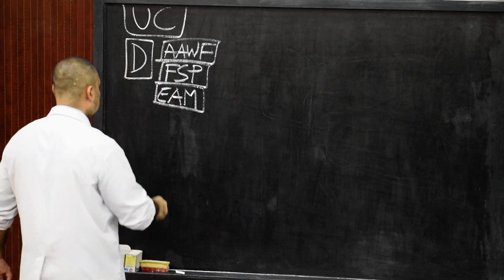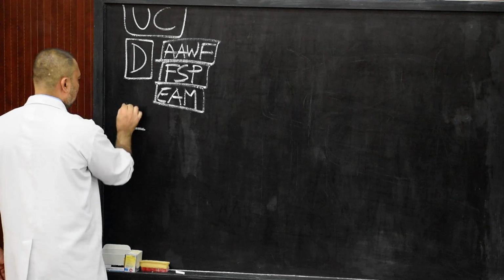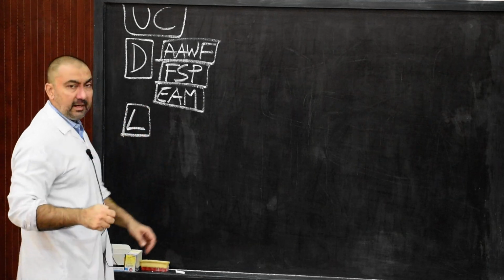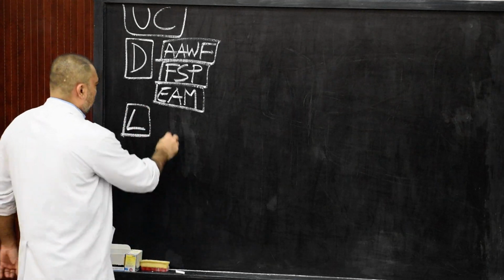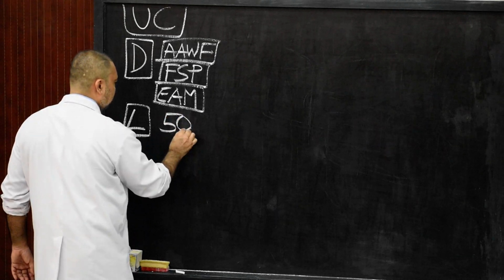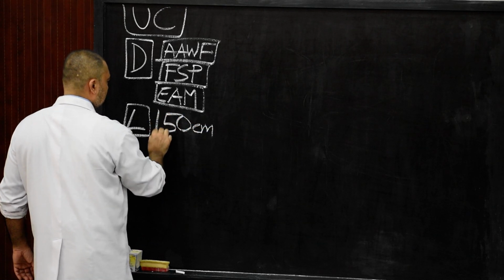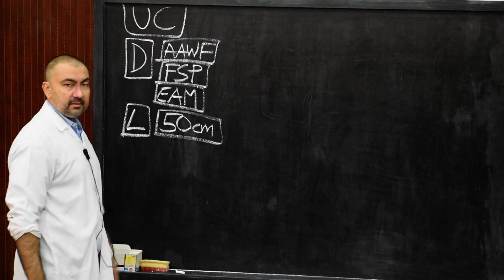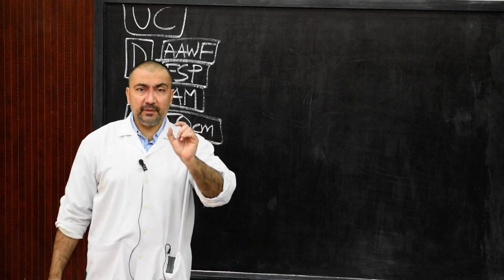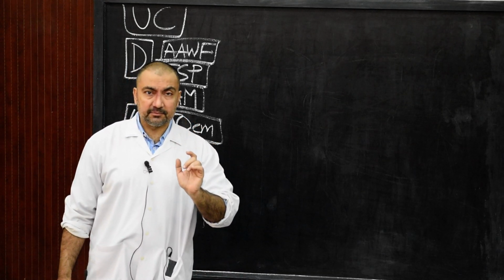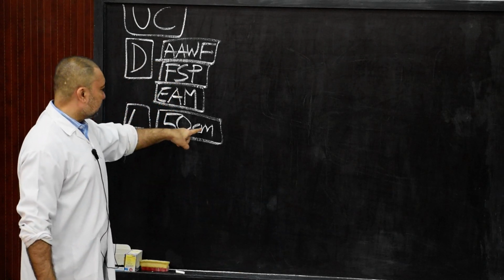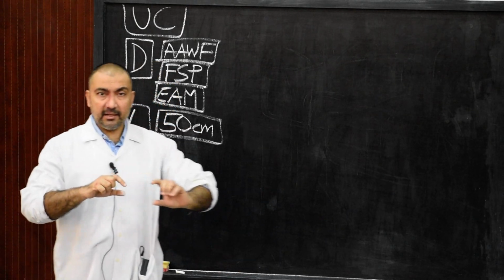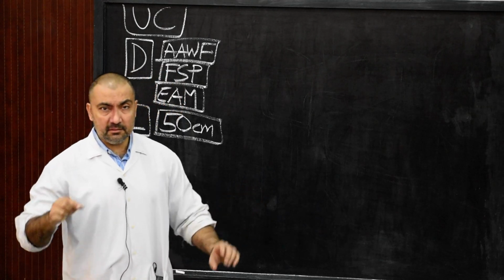Now the measurements. The total length of the umbilical cord at maturity will be 50 centimeters, and the breadth will be around 2 centimeters. So this is the total length, 50 centimeters, at the mature level. Now the formation.